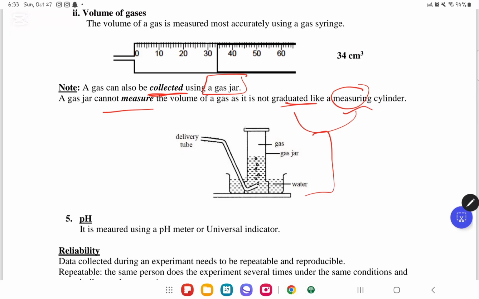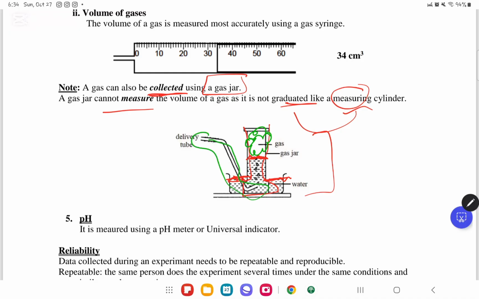This is how the gas jar is. You have water over here. You have the gas. You have also water. So all of this in the red is water and the gas jar. Then in green, you have the gas. So they put the gas over here. Okay? And over here is the delivery tube to put the gas into the water.